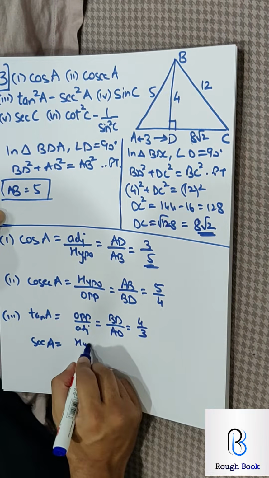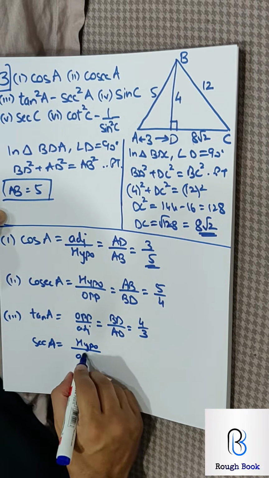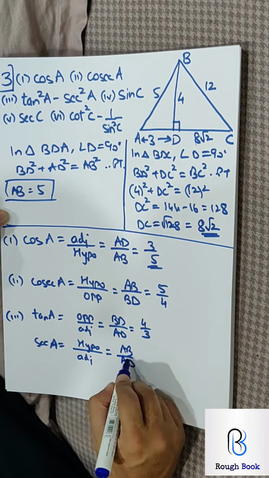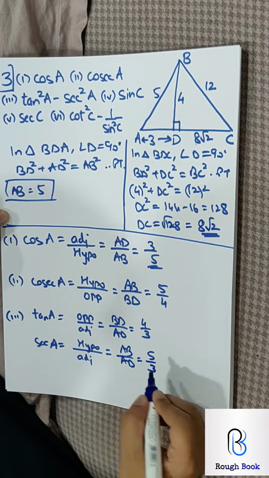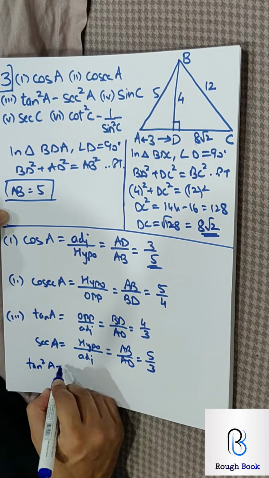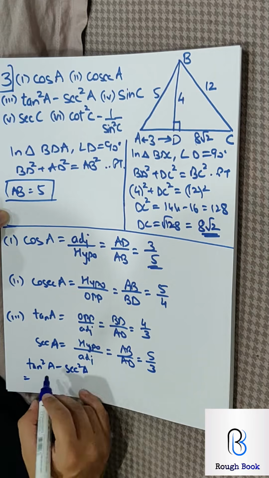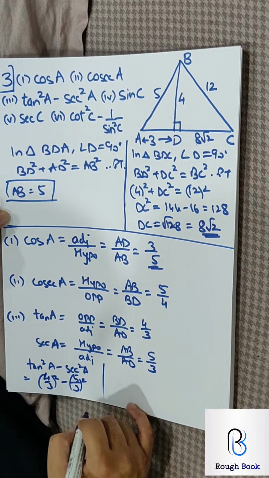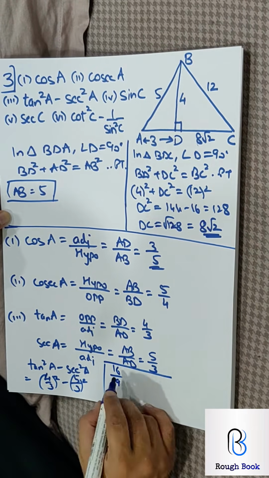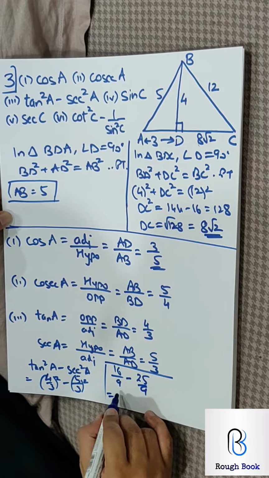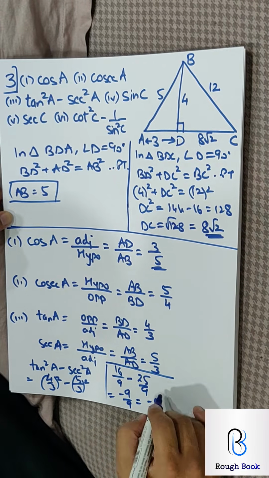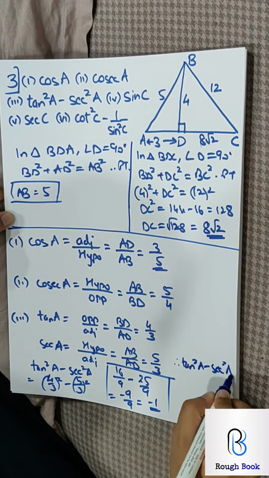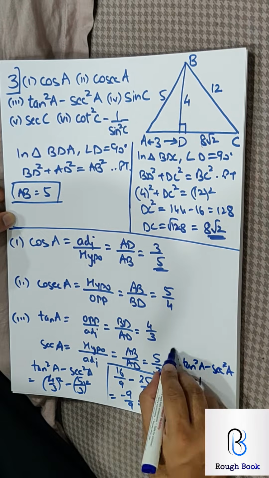Sec is hypotenuse upon adjacent. So for A the hypotenuse is AB and adjacent is AD. So I get it as 5 by 3. Now tan square minus sec square is equal to, what is tan? 4 by 3 square. Sec 5 by 3 square. So I get 16 by 9 minus 25 by 9. So that becomes minus 9 by 9, minus 1. So final answer, therefore tan square A minus sec square A is equal to minus 1.